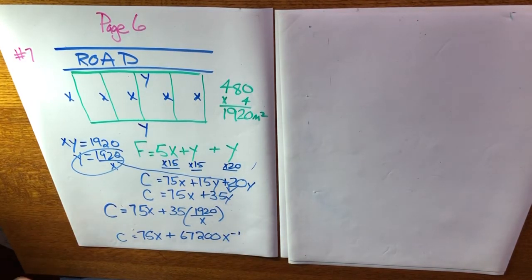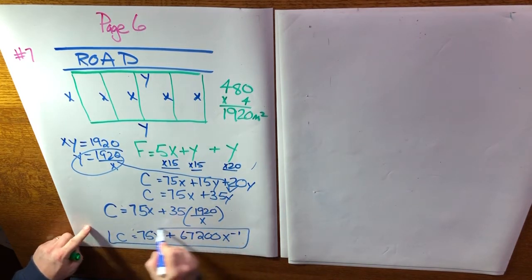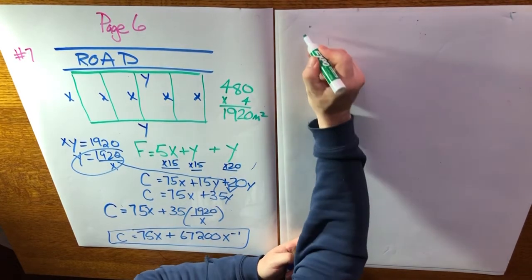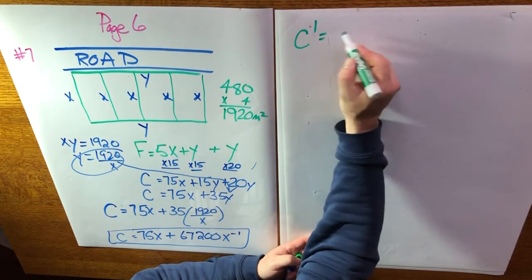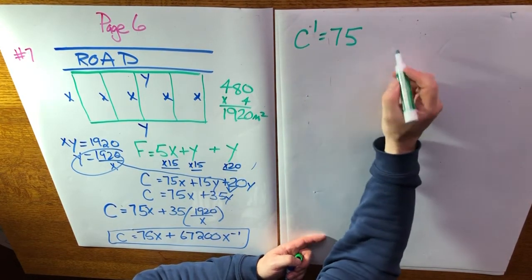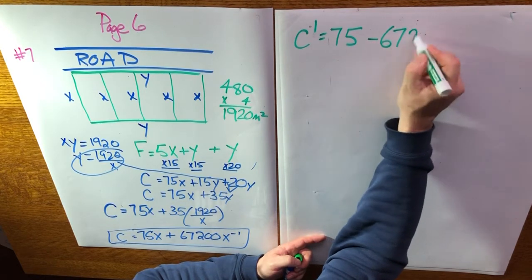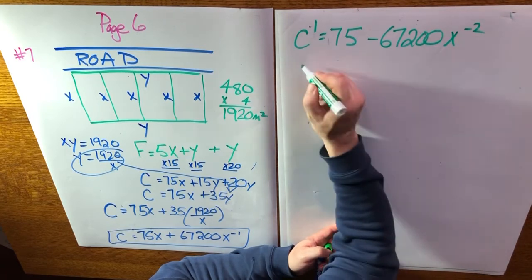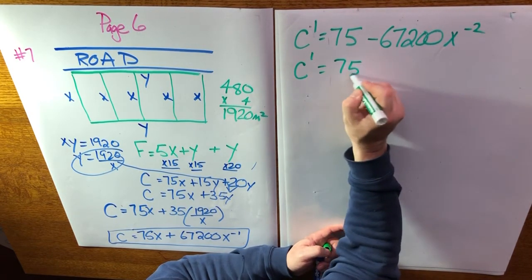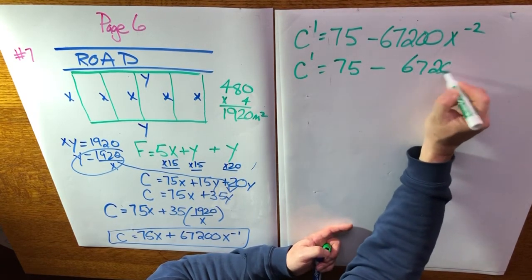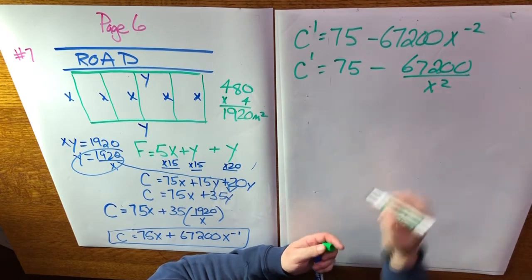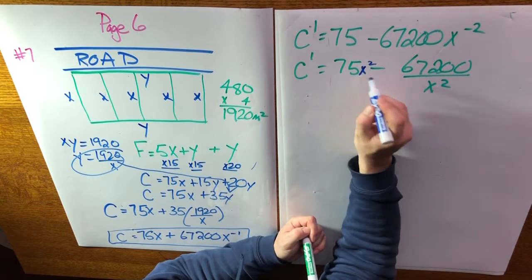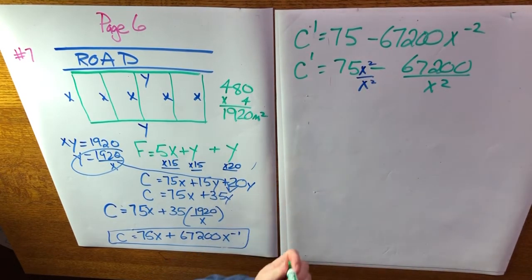So now I've got a nice function right here, easy to take the derivative of, and I'll do that on this board up here. So C prime equals 75 minus 67,200 x to the minus 2. And this routine we've done several times. We write it over x squared, and then we find a common denominator to make it a single fraction. That's how I like to consider it.